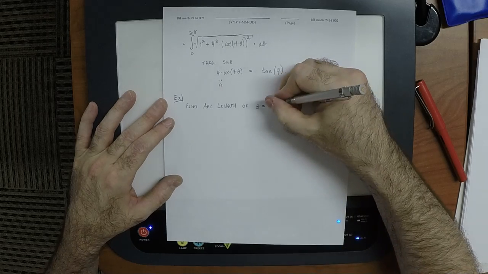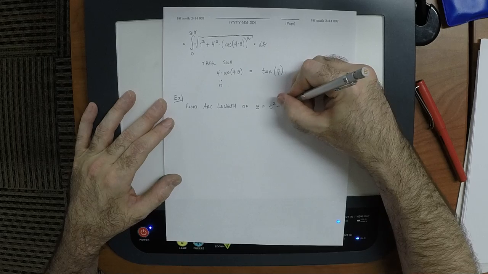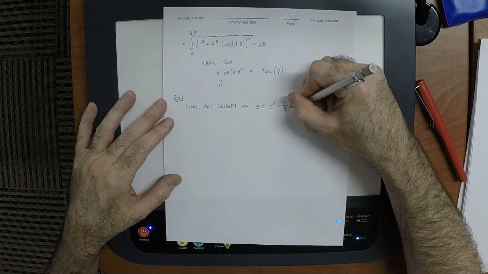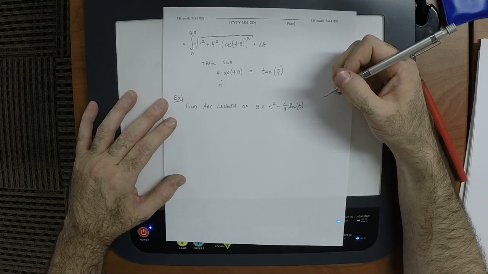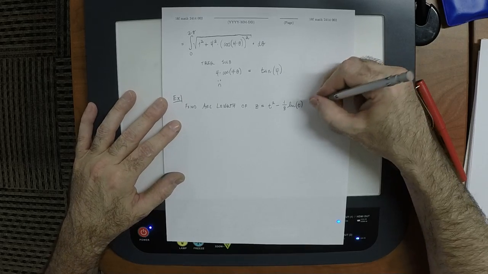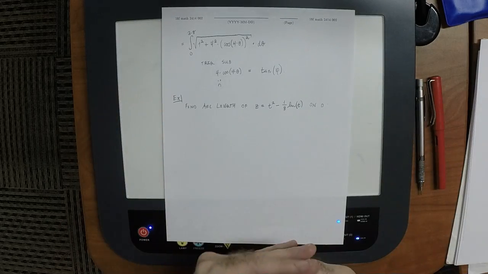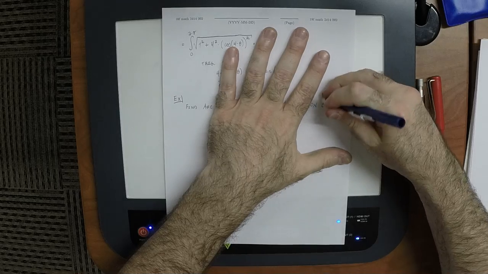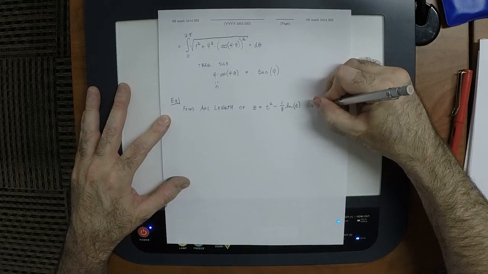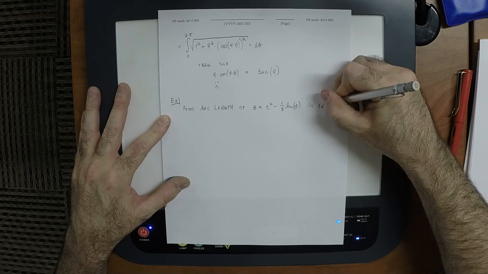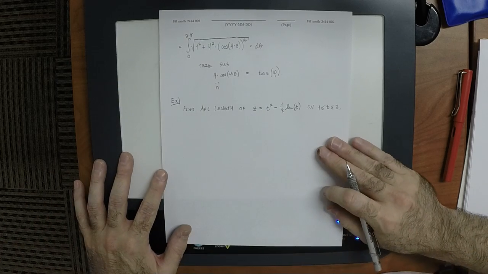Theta? So we'll use t now. So z equals t squared minus an eighth logarithm t, and we'll do it on 1 less or equal t less or equal 3. So find the arc length.